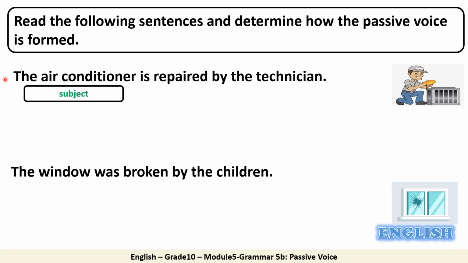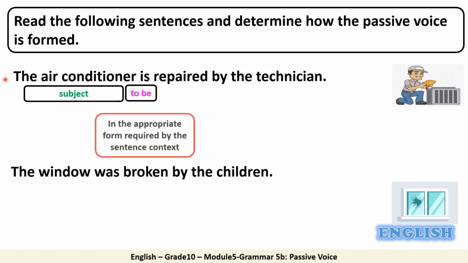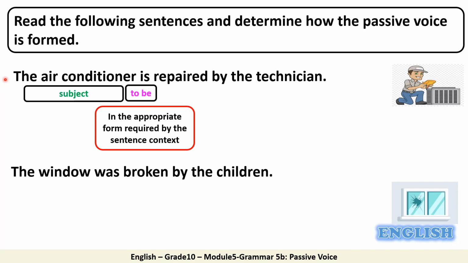Excellent. Here we have the subject, the air conditioner. After the subject, we use the verb to be and we put it in the appropriate form required by the sentence context. We can put it in the present simple or the past simple according to the context of the sentence. After that, we have the past participle and the technician, who is the agent in this sentence.